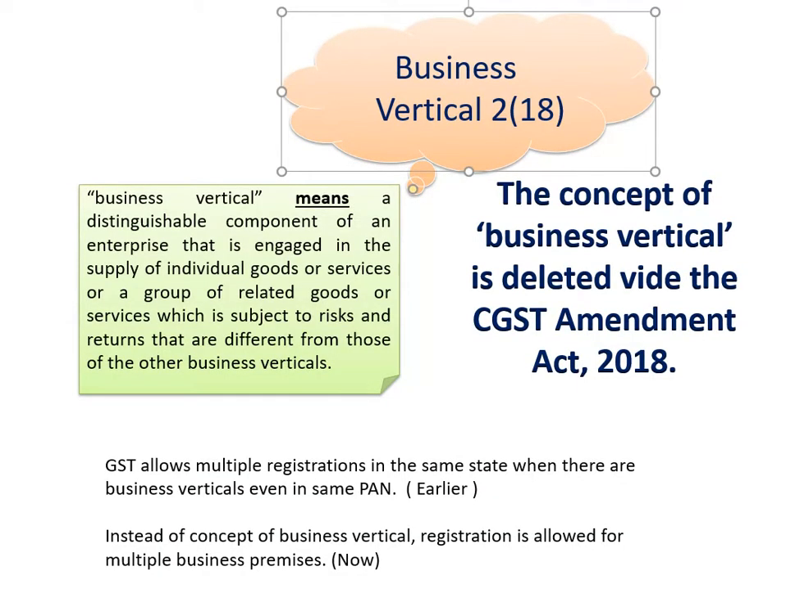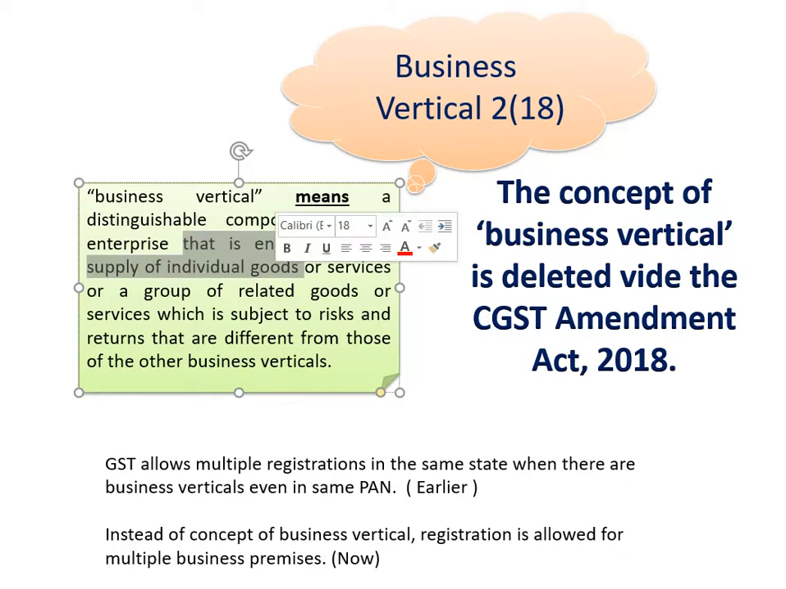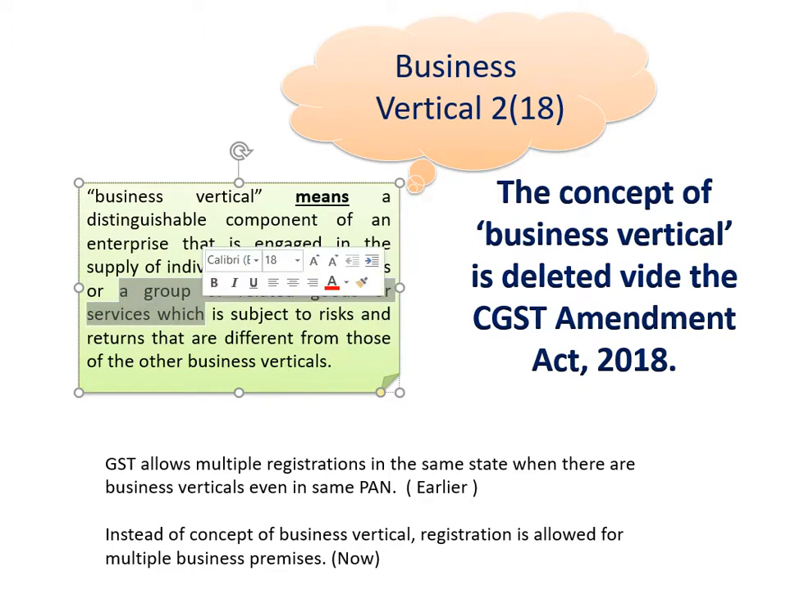Speaking about business vertical, it is a concept that has been deleted by the CGST Amendment Act. What exactly it was, as in the term, is that it was engaged in the supply of individual goods or services or a group of related goods or services which is subject to different risks and returns.